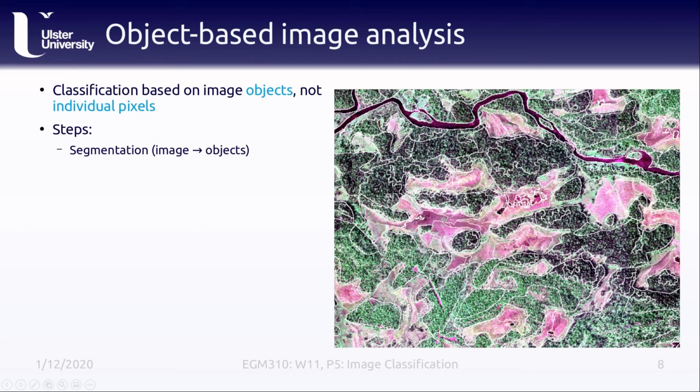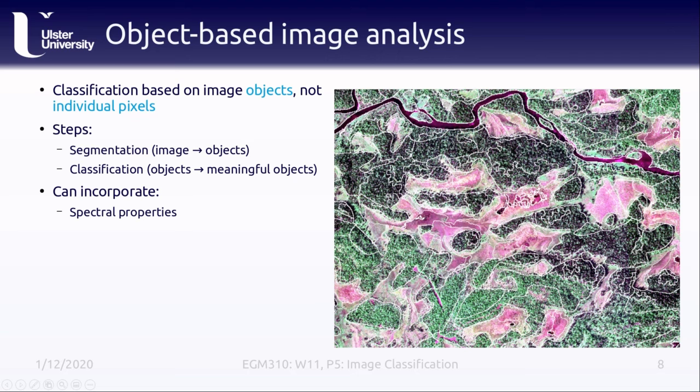After we've done this, we can do the classification. That is, we take the objects and we give them some meaning to make them useful to extract information. With this approach, we can incorporate spectral properties. For example, the dark green objects are a certain kind of tree, the dark black objects are probably water, and so on. But we can also take into account the shape of the objects.